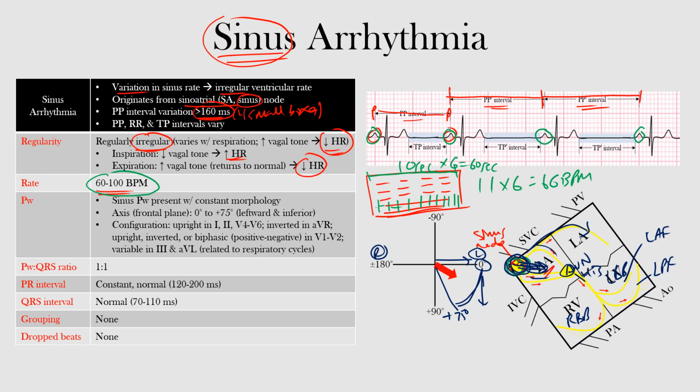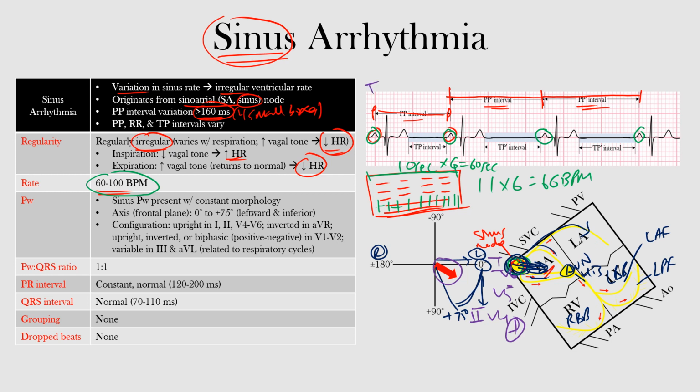In terms of the configuration of the P wave, we'll see upright in 1, 2, V4, V5, and V6. So why is that? Well, let's look at the leads. Lead 1 would sit here. Lead 2 here at positive 60 degrees. Then we have V4, V5, and V6, the left lateral precordial leads sitting horizontally. Because notice the arrows heading in those directions, we'll see upright positive P waves in those leads.